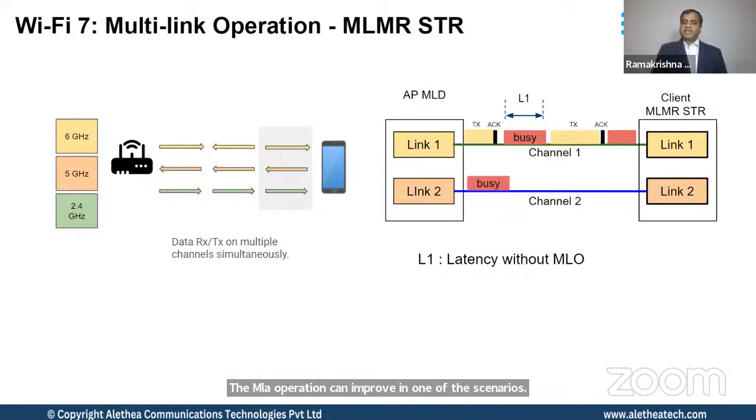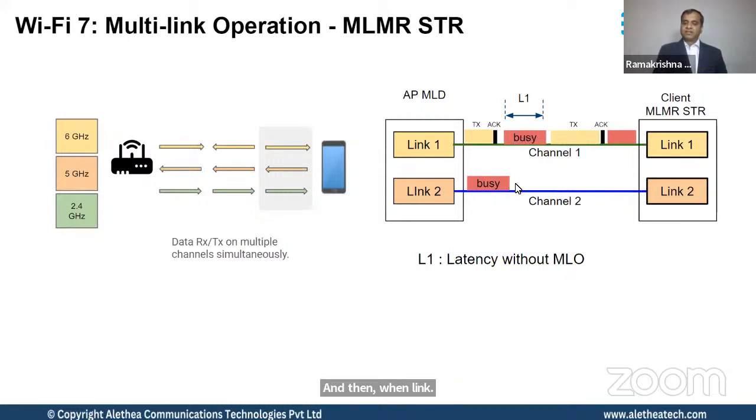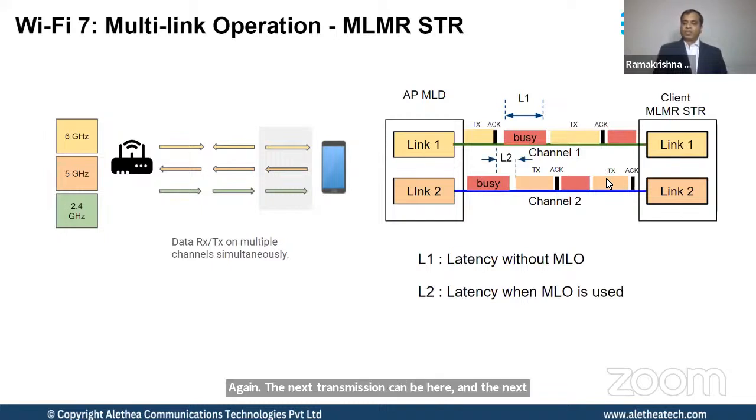Take the case where link 2 is busy initially when link 1 is transmitting, and then when link 1 is busy, since the busyness of link 2 is finished here, we know that it can transmit on link 2, and so it transmits on link 2 and you have an ACK. This can continue. Again, the next transmission can be here, and the next transmission can be here, and so on. So what this is doing is changing the latency when MLO is used.